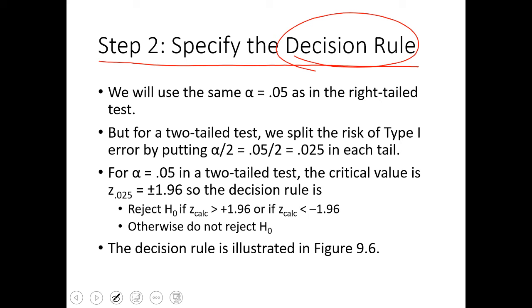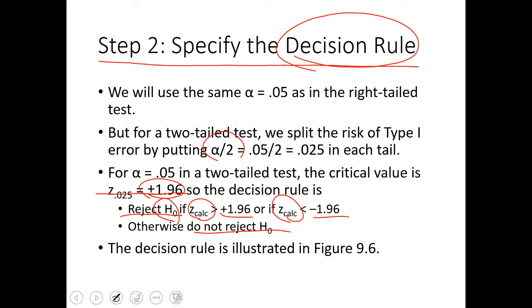Okay, so we reject this null hypothesis if our z statistic is greater than 1.96, or if the z statistic is less than minus 1.96. Otherwise, we do not reject this null hypothesis. This critical point is plus or minus 1.96, so it is different from the right-tailed test. In the right-tailed test, the critical value was 1.645, but in this case we have a two-tailed test, so the critical value is a little different.